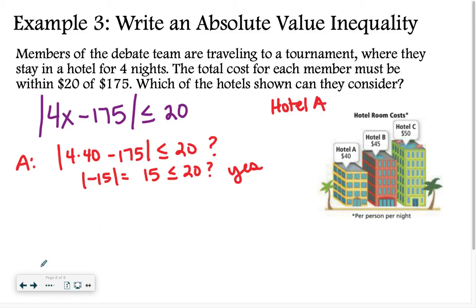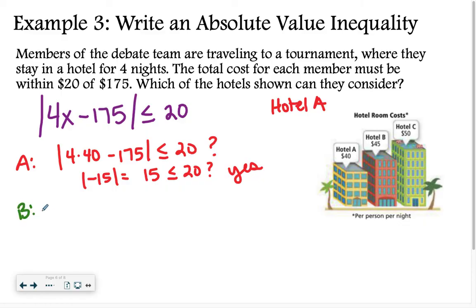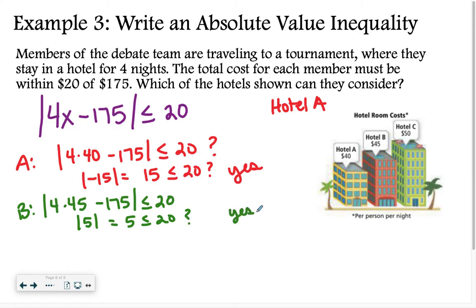And then hotel B, I'll switch colors just to make it a little easier. So green. So we have B. I'm going to do the absolute value of 4 nights times $45 minus 175. So 4 times 45 is 180. 180 minus 175 is 5. So the absolute value of 5 equals 5. Is 5 less than or equal to 20? Yes. So we know hotel B is an option.